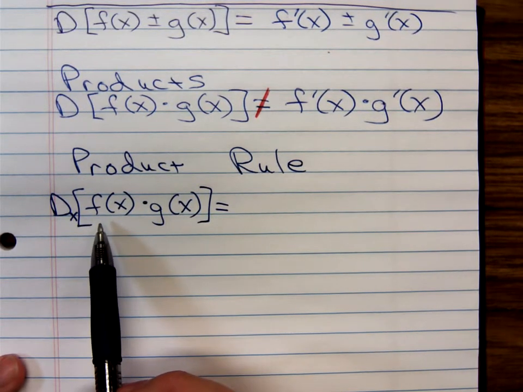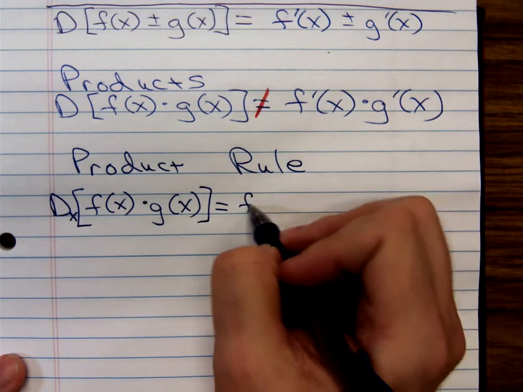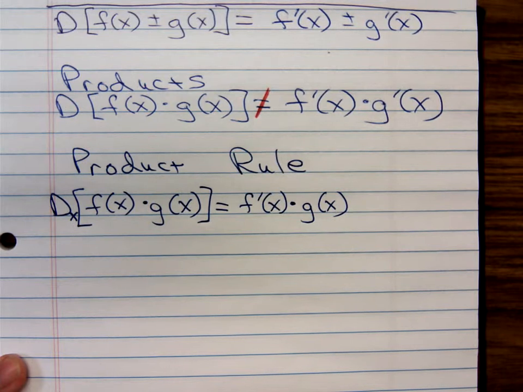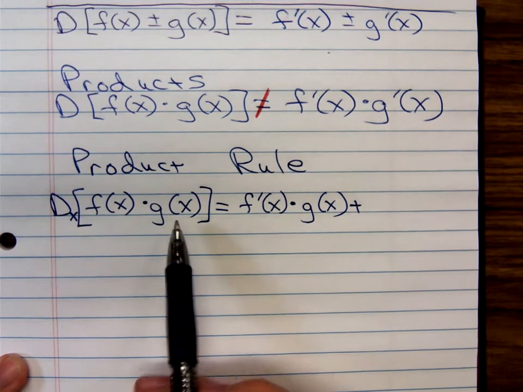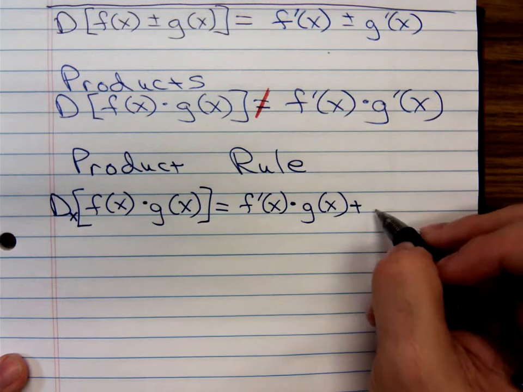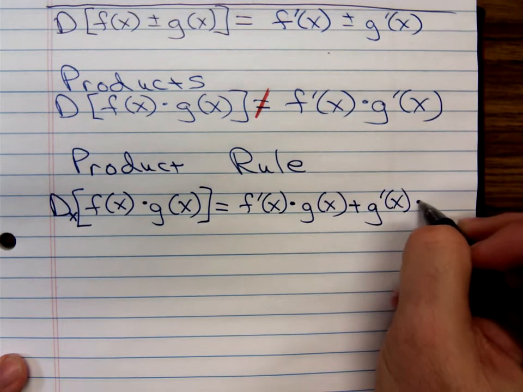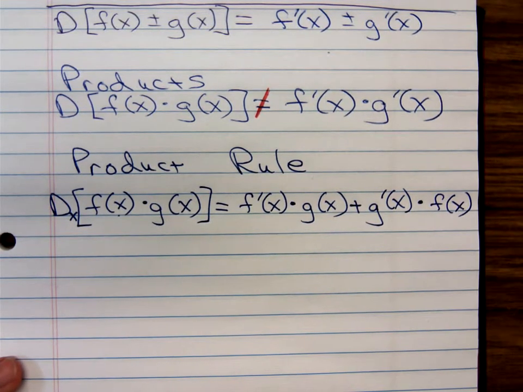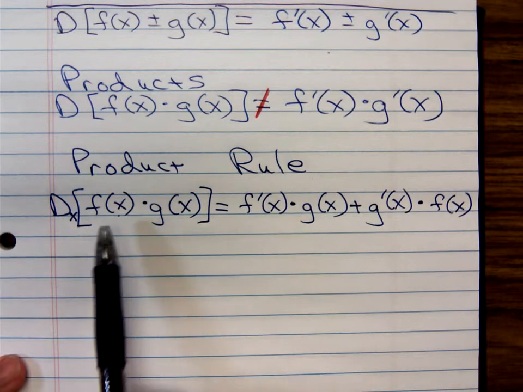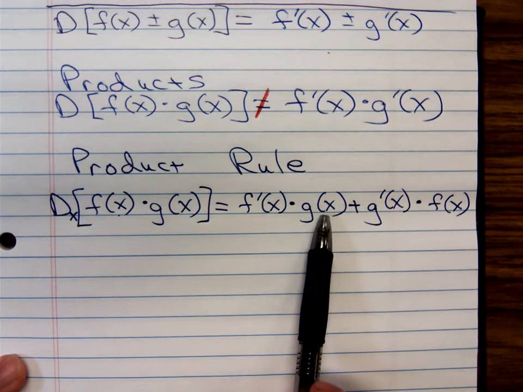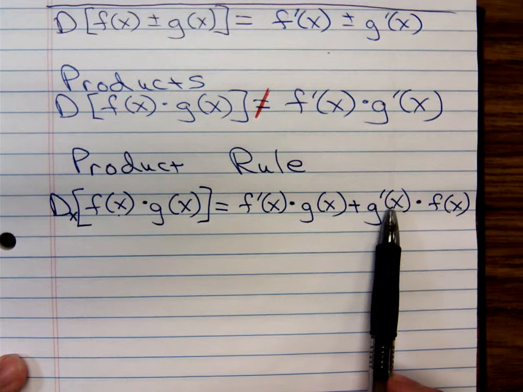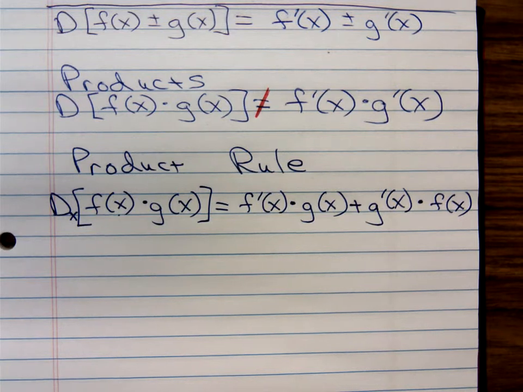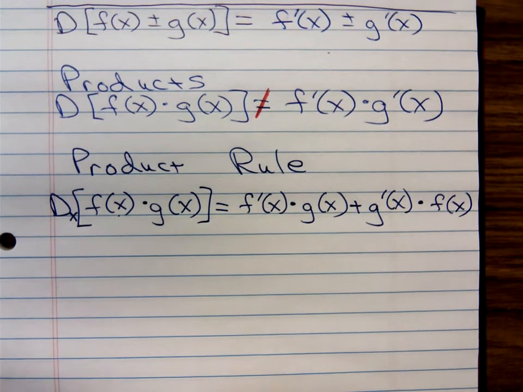It's the derivative of the first factor, f prime of x, times the original second factor, g of x, plus, now you differentiate the second factor, g prime of x, times the original first factor. It's the derivative of the first factor times the original second plus the derivative of the second factor times the original first. And to illustrate that, we'll do number 1.